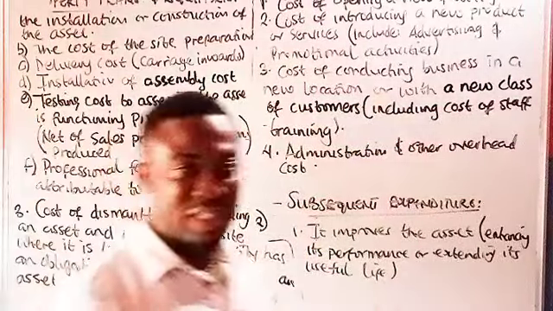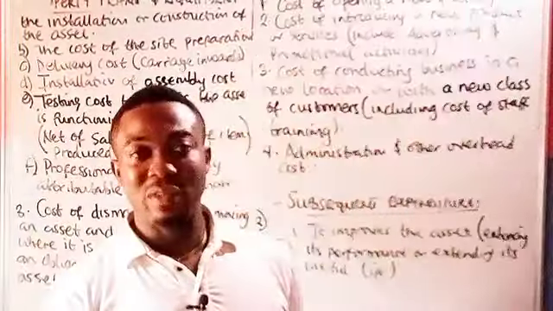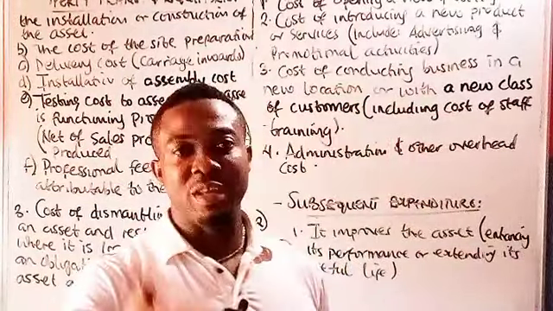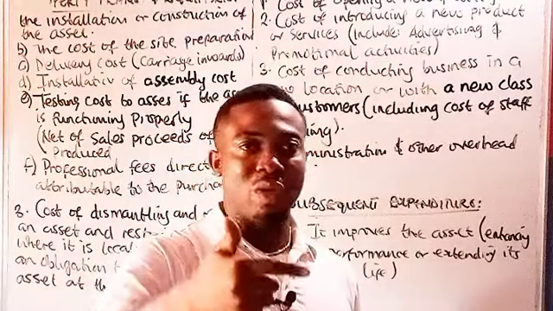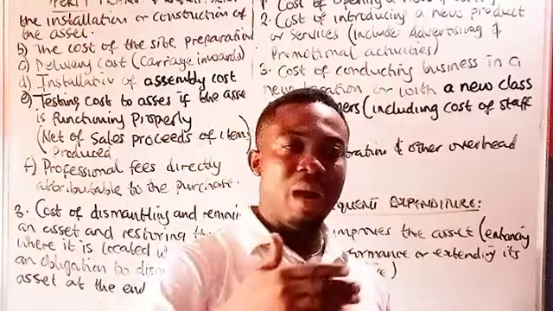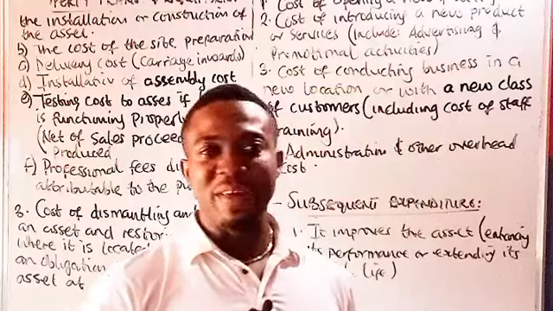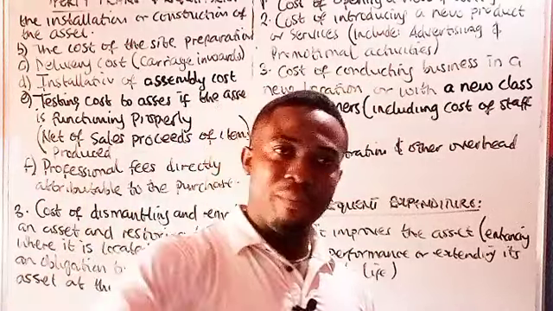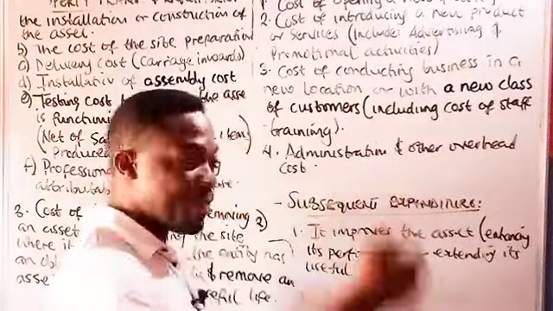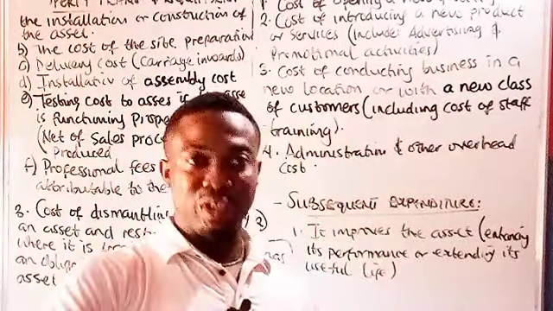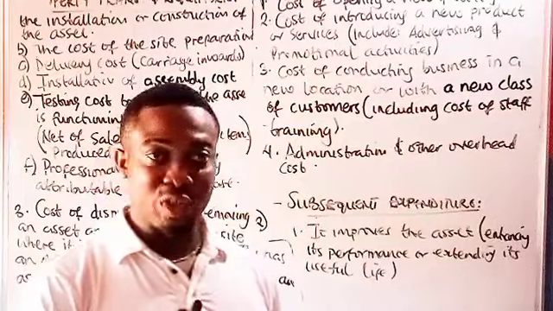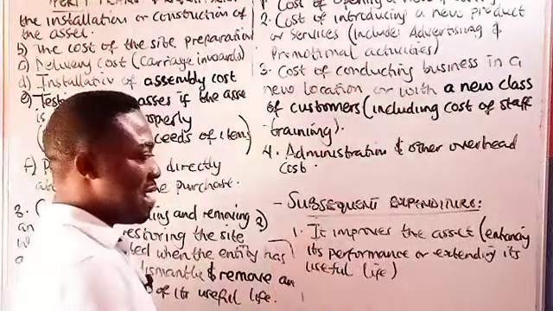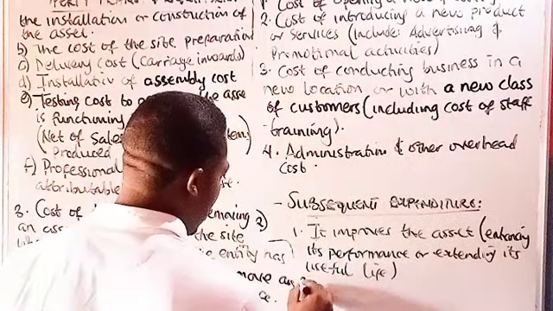For instance, we purchase an asset and the useful life is supposed to be 5 years, but we spent money that improved the performance in terms of its production and extended the useful life from 5 years to either 8, 9, or 10 years. So that expenditure, we call it subsequent expenditure. That's expenditure after the purchase of that item and the recognition of it as a cost. So we should also capitalize it.